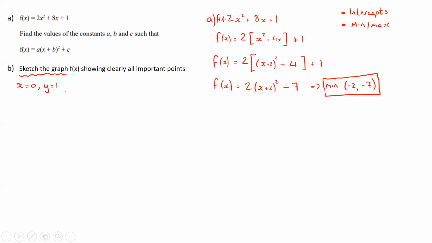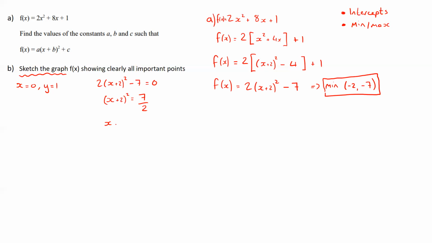For the x-intercept, I need to set the actual curve, f of x, equal to 0. I'm going to use the completed square form. So I'm going to start with 2 lots of x plus 2 squared minus 7, and set that equal to 0. Now I'm going to start solving from here. My first thing is to take away 7 and then divide by 2. So I get x plus 2 squared is equal to, adding 7 and then dividing by 2. Then I'm going to square root.